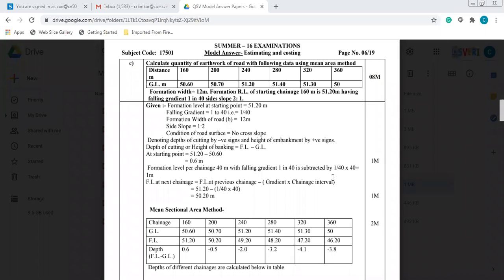Calculate the quantity of earthwork. I think the screen is visible to everyone. You can note it down in your notebook. Calculate quantity of earthwork of a road using the following data and using the mean sectional area method.